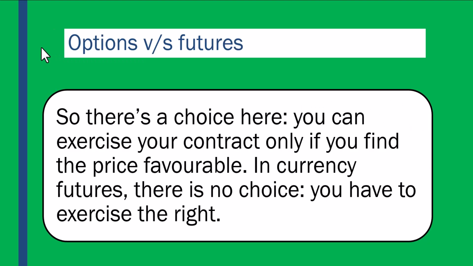So, options versus futures. There is a choice here. You can exercise your contract only if you find the price favorable. In currency futures, there is no such choice and you have to exercise the right. So in options, you can walk out of the contract, but in futures, you can't. Either you lose or you gain.